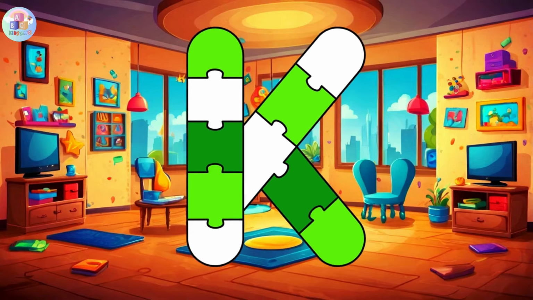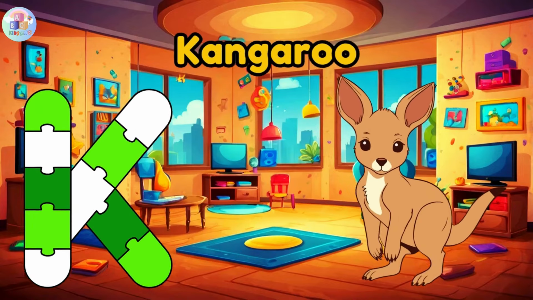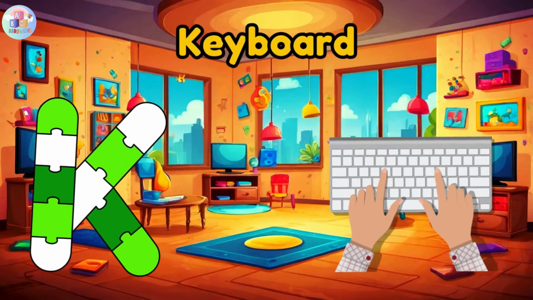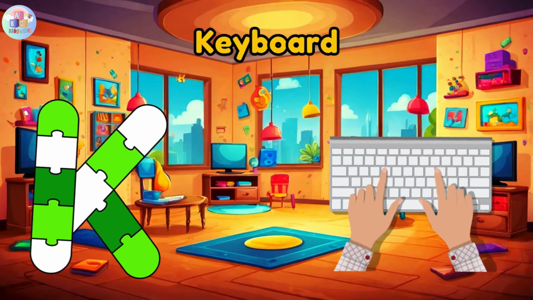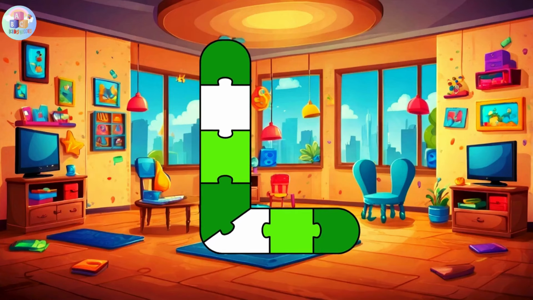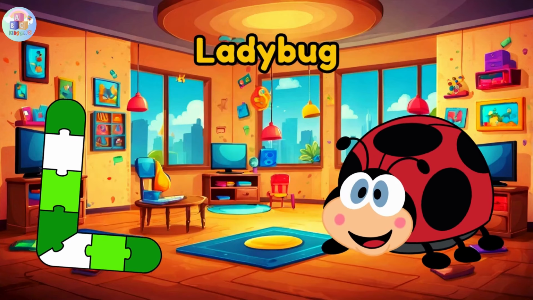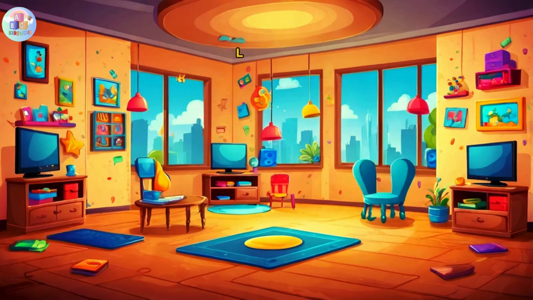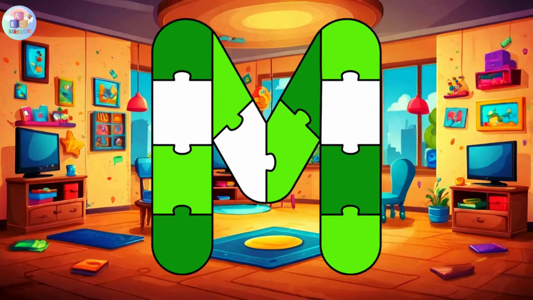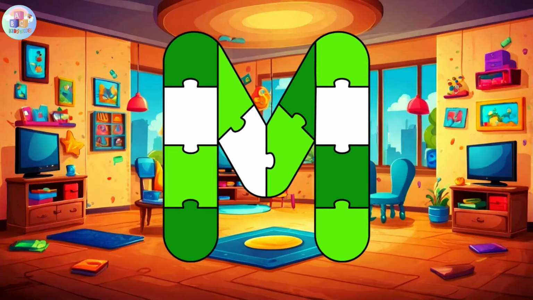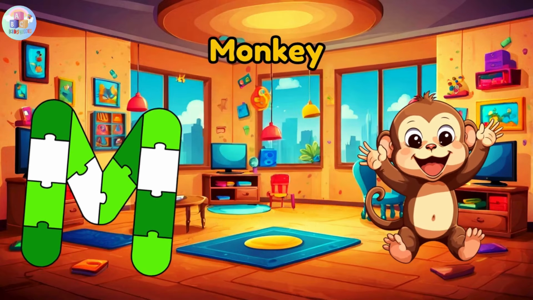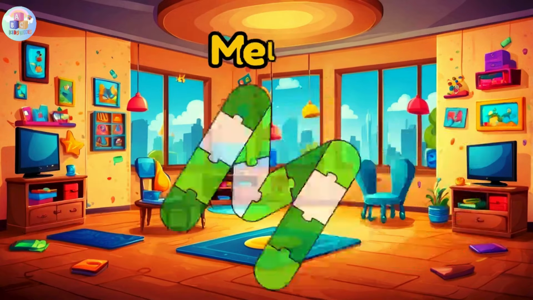K. K is for kangaroo. K, K, kangaroo. K is for keyboard. K, K, K. L. This is the letter L. L is for ladybug. L, L, ladybug. L is for lion. L, L, L. M. This is the letter M. M is for monkey. M, M, monkey.